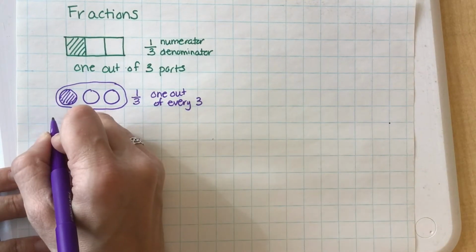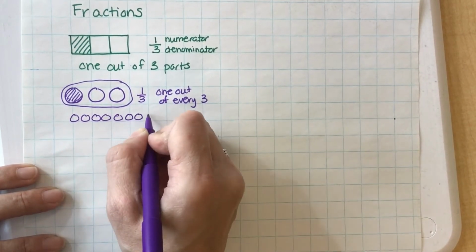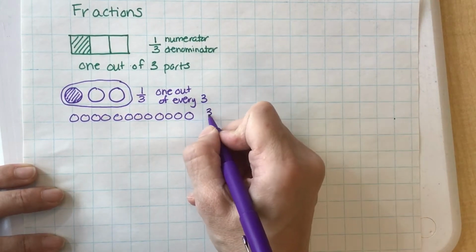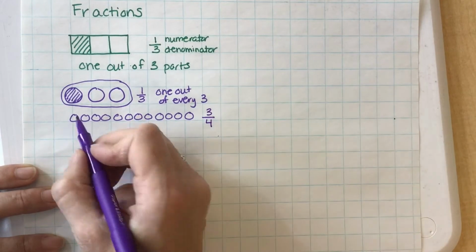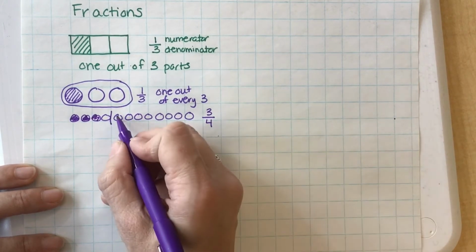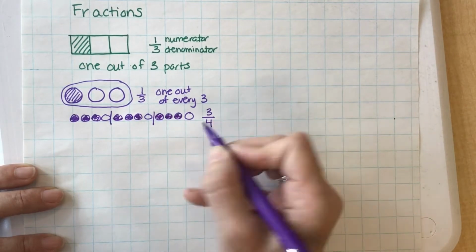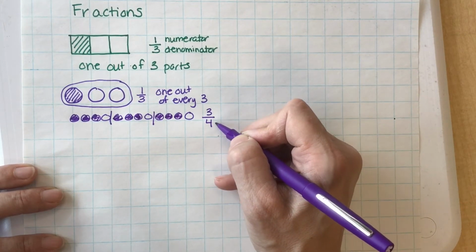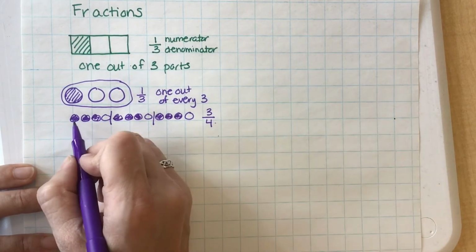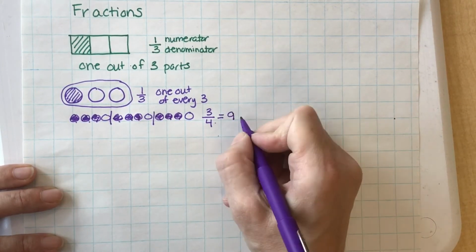And we can actually show that with a larger, more difficult fraction. How about 3 out of every 4? So if I show 1, 2, 3, 4, 5, 6, 7, 8, 9, 10, 11, 12, and I want to show 3 out of every 4, 3/4, I can say 1, 2, 3, and then the fourth one is empty, because it's 3 out of every 4. So for every 4 pieces, we color 3 of them in. In this case, 1, 2, 3, 4, 5, 6, 7, 8, 9. 3/4 is equal to 9 pieces.